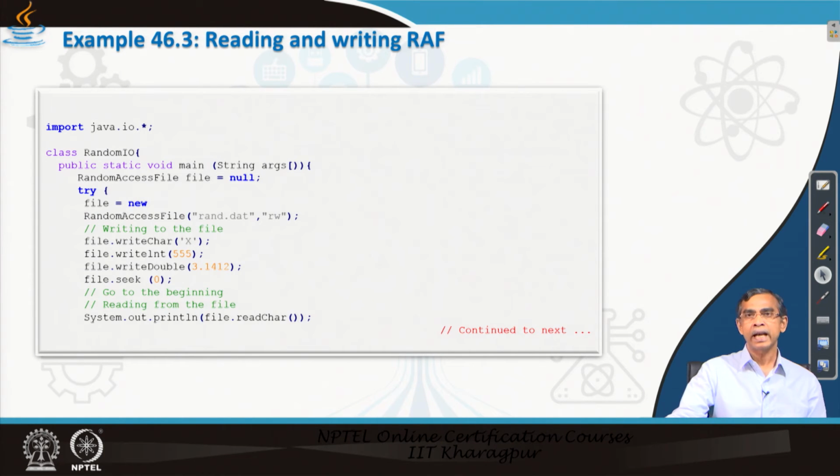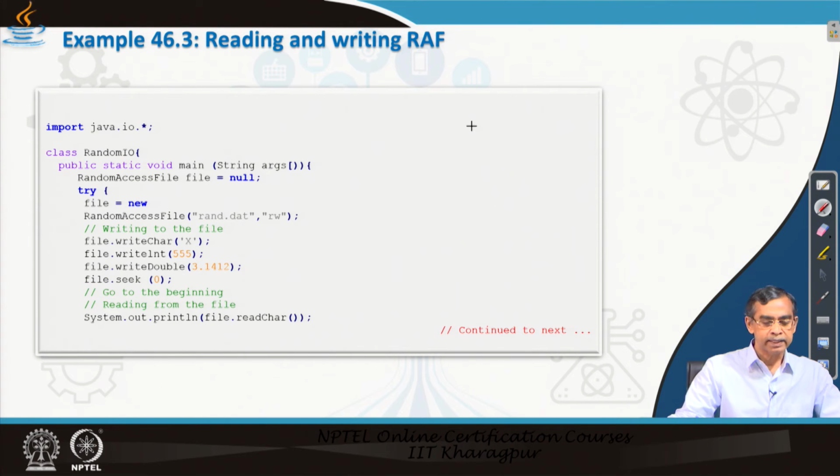So, we will consider another example. I am giving a few examples so that you can understand these things better. In this example, we will write some data into a random access file first, and then we read the same file to retrieve the data. This is the program that we are going to write.